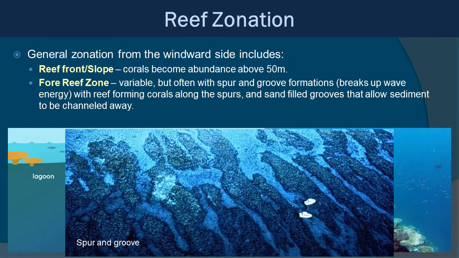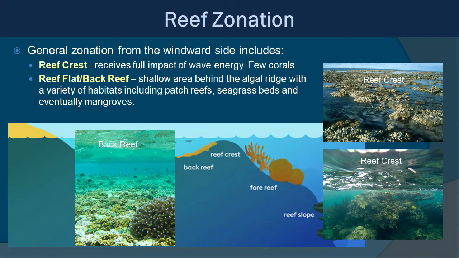On this aerial overlay, you can see the spur and groove formations where you have the darker zones. That's where the rock is a bit higher and the corals are a little bit more shallow. And then you have the grooves, which are your sandy channels. And with the waves coming in and out, that sand moves back and forth along the channels, carving those channels out.